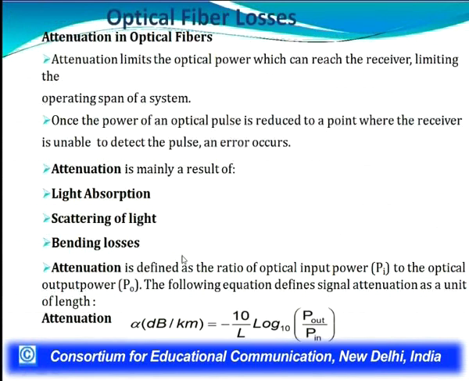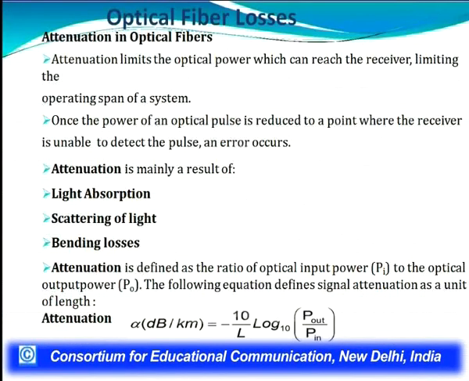Now next is optical fiber losses. In the losses we discuss attenuation. Attenuation means loss in the signal. Attenuation limits the optical power which can reach the receiver, limiting the operating span of the system. As the light passes through the optical fiber, losses take place, and that is measured by the optical power loss. Once the power of the optical pulse is reduced to a point where the receiver is unable to detect the pulse, then an error will occur.